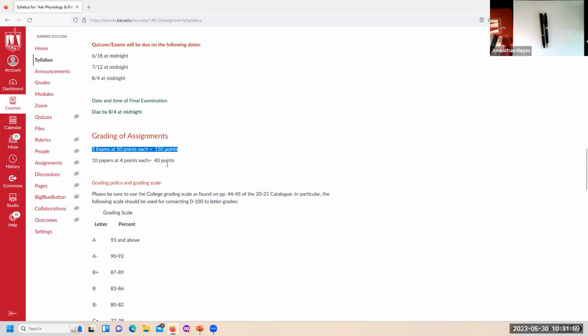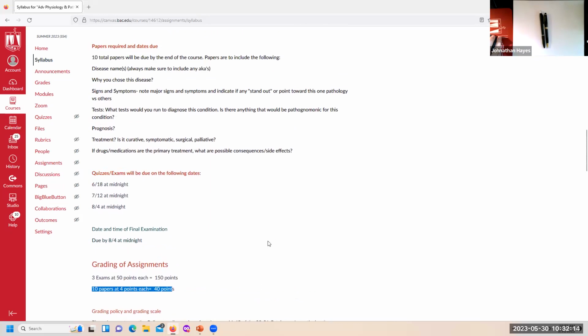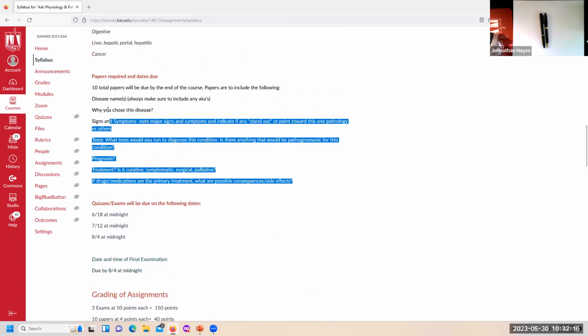The papers are going to be your life preserver. So if you do badly on one test, papers are going to be worth 40 points. I know 10 papers sounds like a lot, but we're here for 10 weeks. Just do 1 paper a week. You'll be fine. Papers themselves, this is what you're going to put in it. Okay.